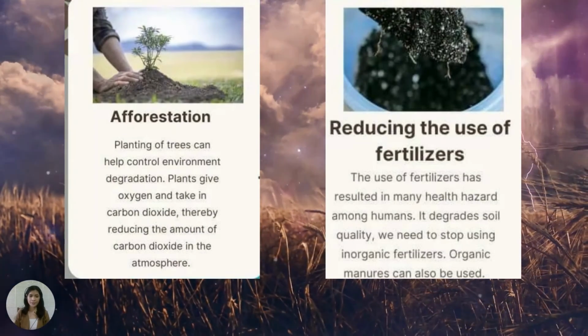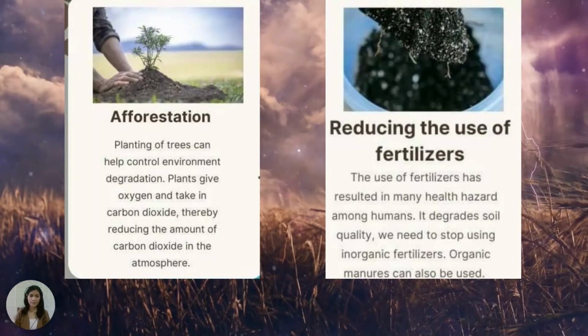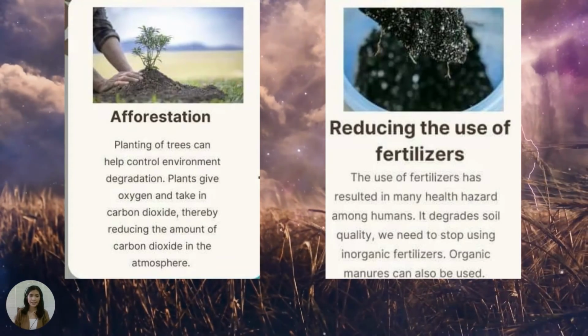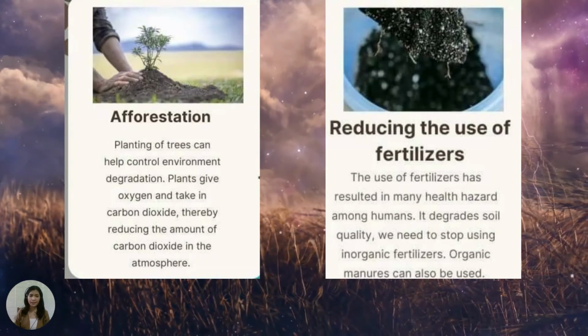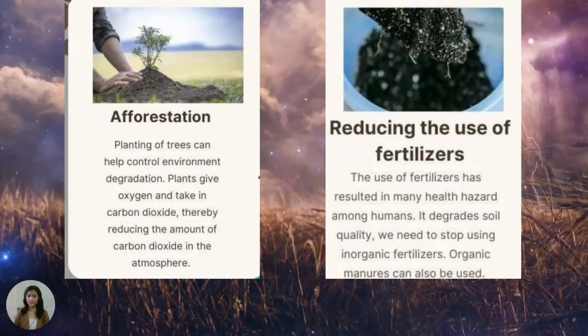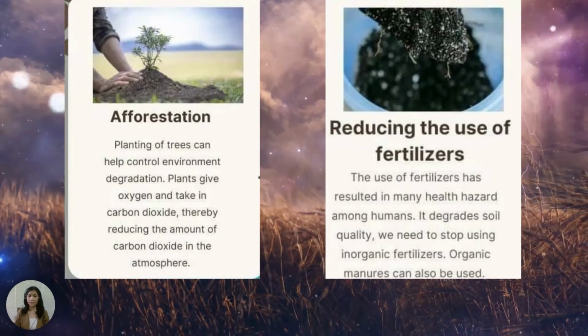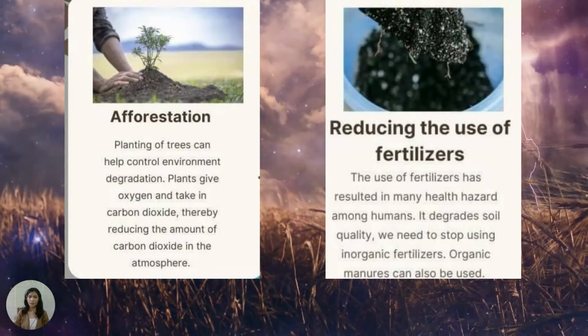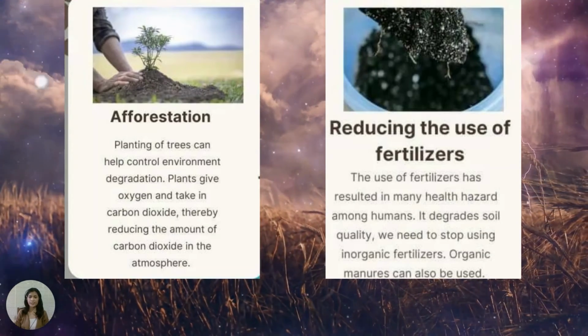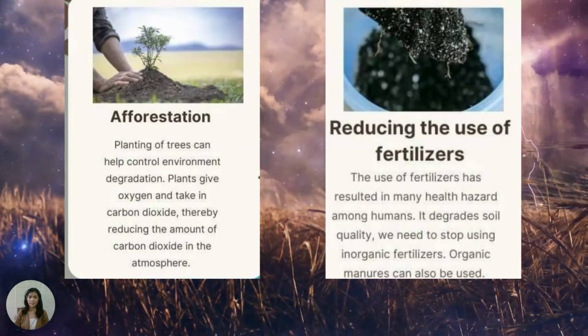Afforestation. Planting of trees can help control environment degradation. Plants give oxygen and take in carbon dioxide, thereby reducing the amount of carbon dioxide in the atmosphere. For example, large-scale afforestation programs were prominent in United Kingdom forestry during the 20th century to reduce reliance on imported wood.